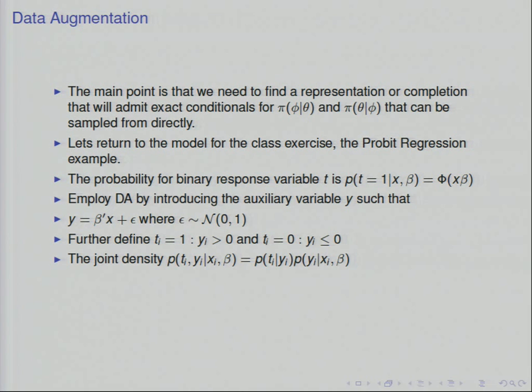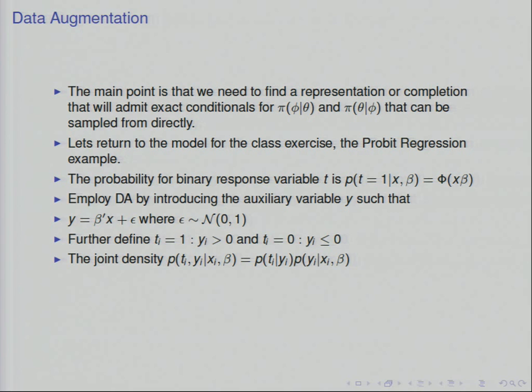So that means then that the augmented density, P of t, our class labels, and the auxiliary variable, given our features, so these are fixed, and the parameters of the model, beta, this joint distribution can be decomposed in this form here. So we can say that the joint distribution is going to be the probability of our class label given the auxiliary variable, multiplied by the probability of the auxiliary variable given the features and the current parameters.